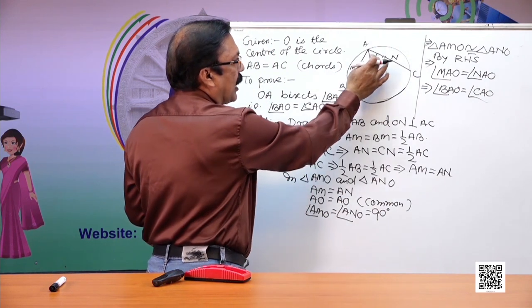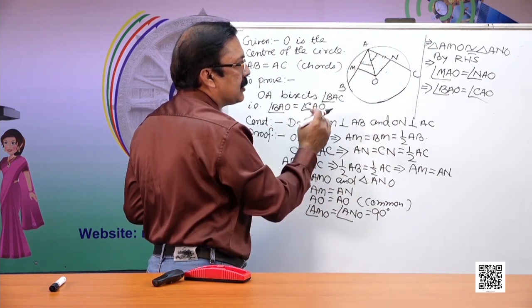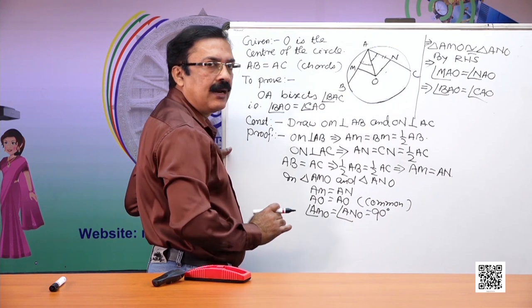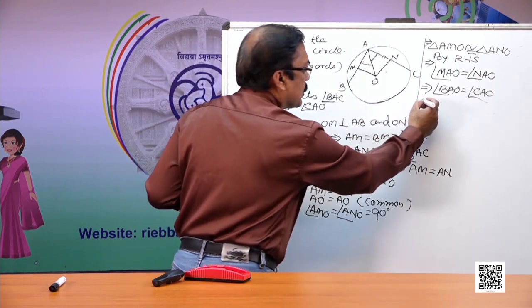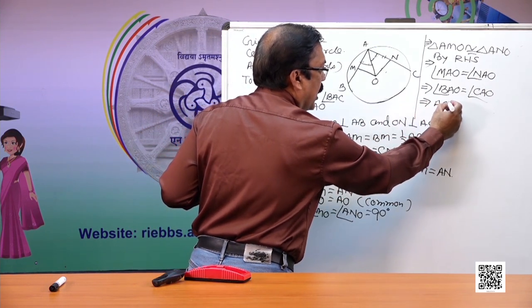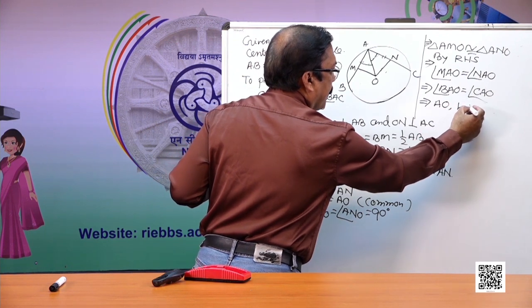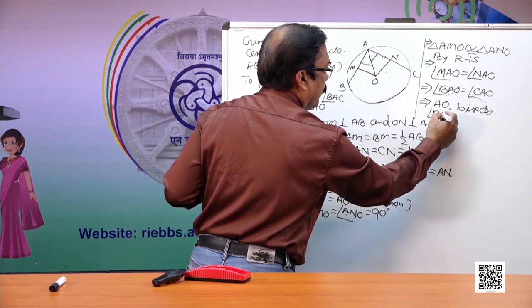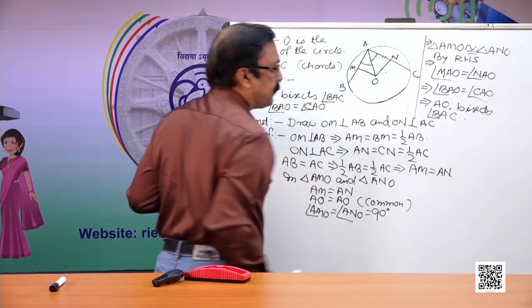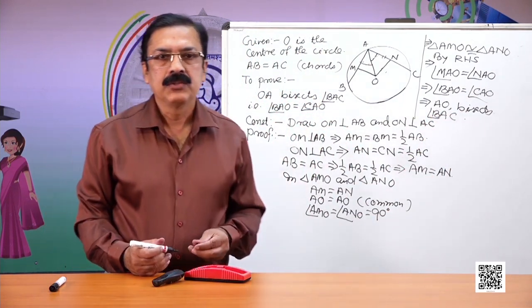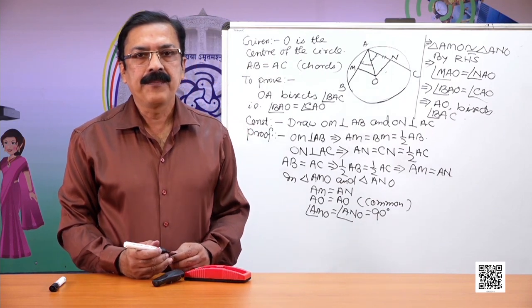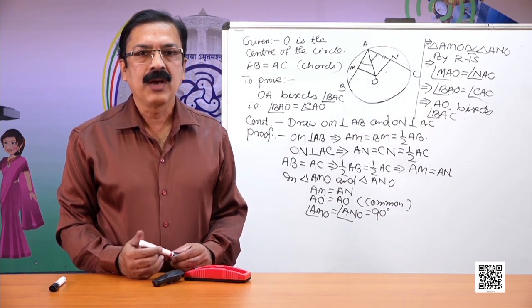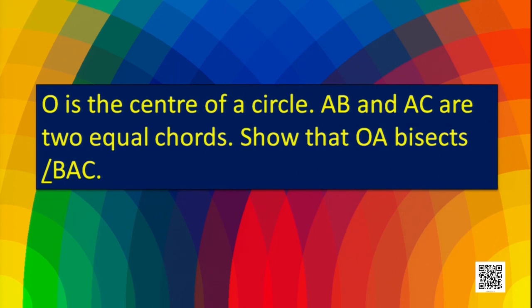But these two angles are adjacent angles and AO is the common side. So from this, we can say that AO bisects angle BAC. Thus, we proved that if AB and AC are two equal chords, then OA bisects angle BAC.